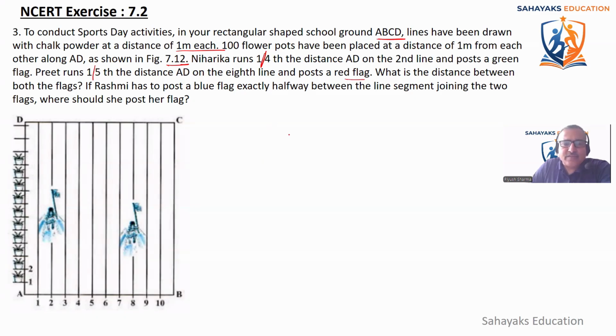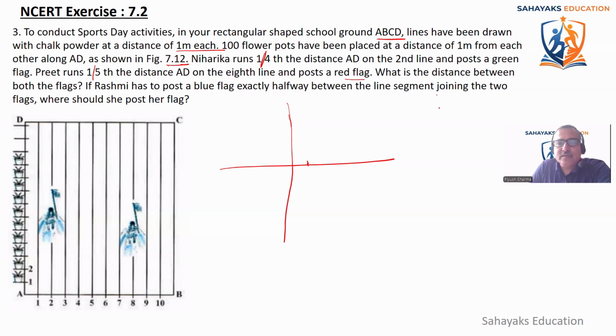So let's make it on the graph. As of now, they have given it in the form of a playground. But when we make it on a graph, the green flag, where is the green flag? It is at 2 distance because she's running in the second row. So at 2 distance here, and she has covered 1/4 of the distance of 100 meters.